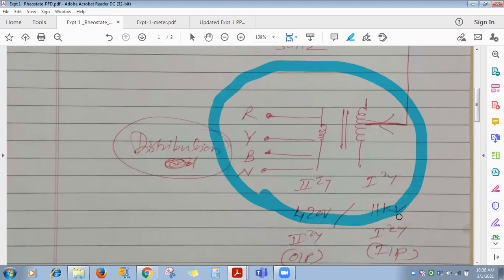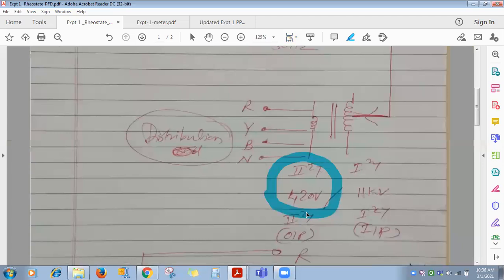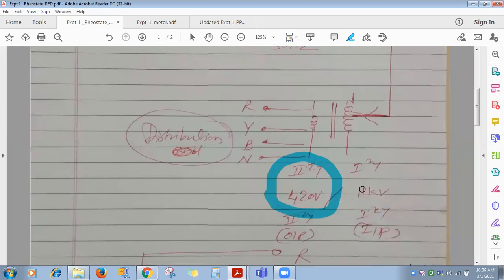This distribution transformer all over India, you will find its secondary side voltage is always how much? 420 volt. This distribution transformer nearby our college, you will find backside of D building, backside of workshop. There electricity reaches at 22 kV. Here I have shown it at 11 kV. But the transformer backside of the workshop in our college receives voltage at 22 kV and steps it down to 420 volt.